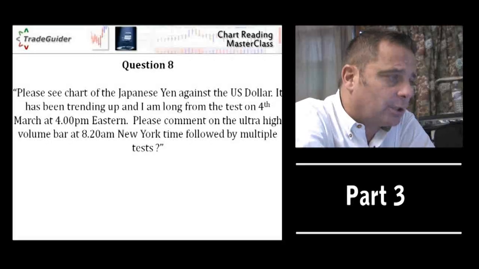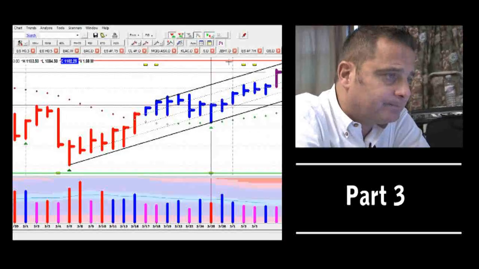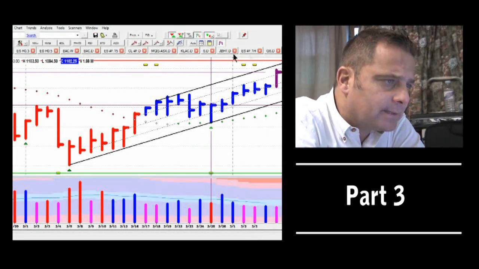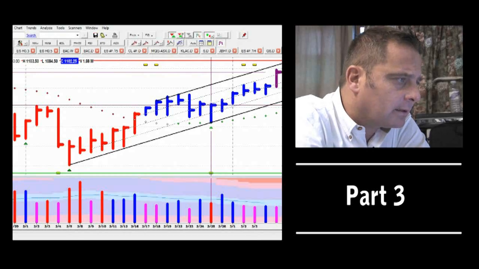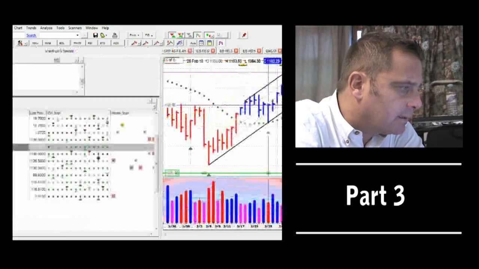Okay, that's the actual chart. And I've actually pulled that up in Trade Guider, so we can see that. Let me see if I can find it here. Actually, I think it's under my Forex chart, so just bear with me.